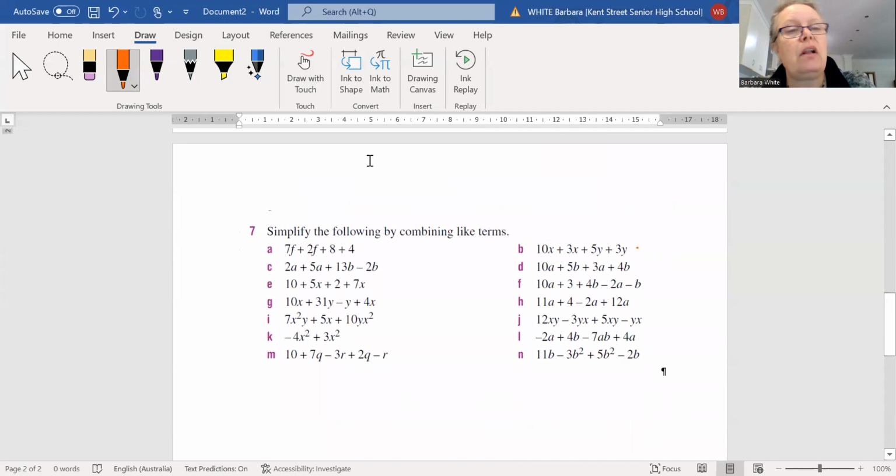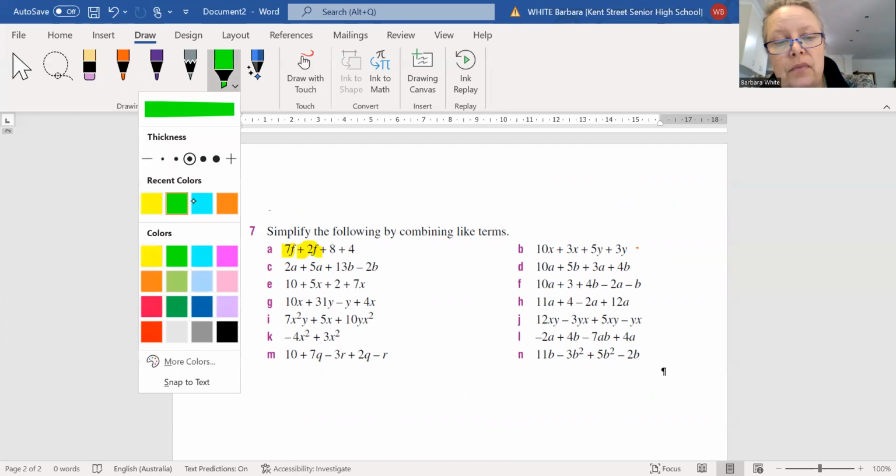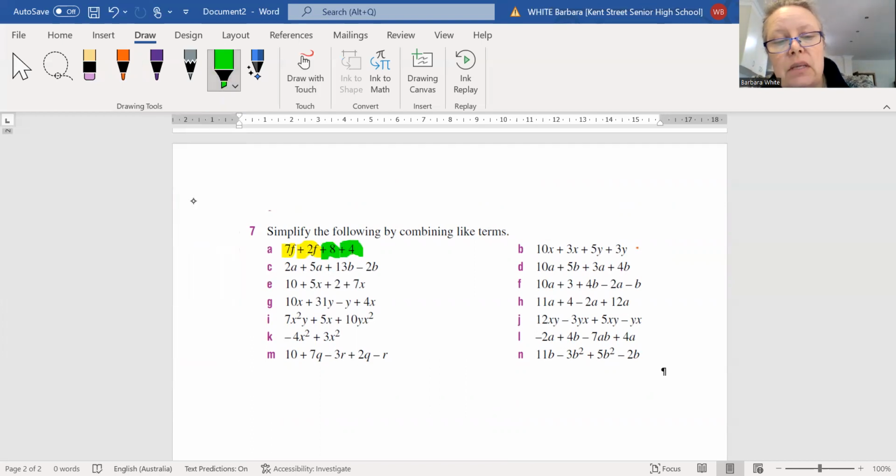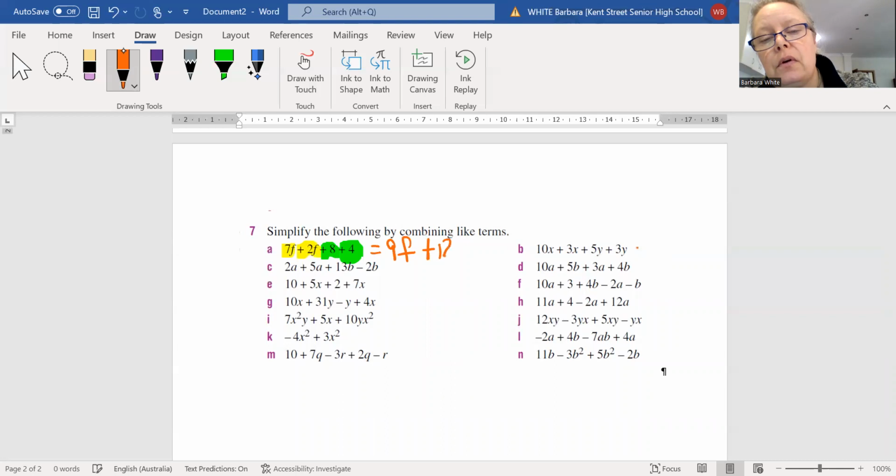Collecting like terms, the sums look a bit like this, and I want you to use a highlighter, so I'm going to photocopy this stuff for you so you can draw on it. We're going to highlight the F's in yellow, F, 7F, and 2F, and those two terms, which are both constants, the 8 and the 4, those are like terms because they're both constants. So then I'm going to count up the F's, 7 and 2, that's 9F. 8 and 4 is 12. And there's the answer. There's the simplified version. It says simplify by combining, and I've said collecting, same thing, by combining or collecting like terms.